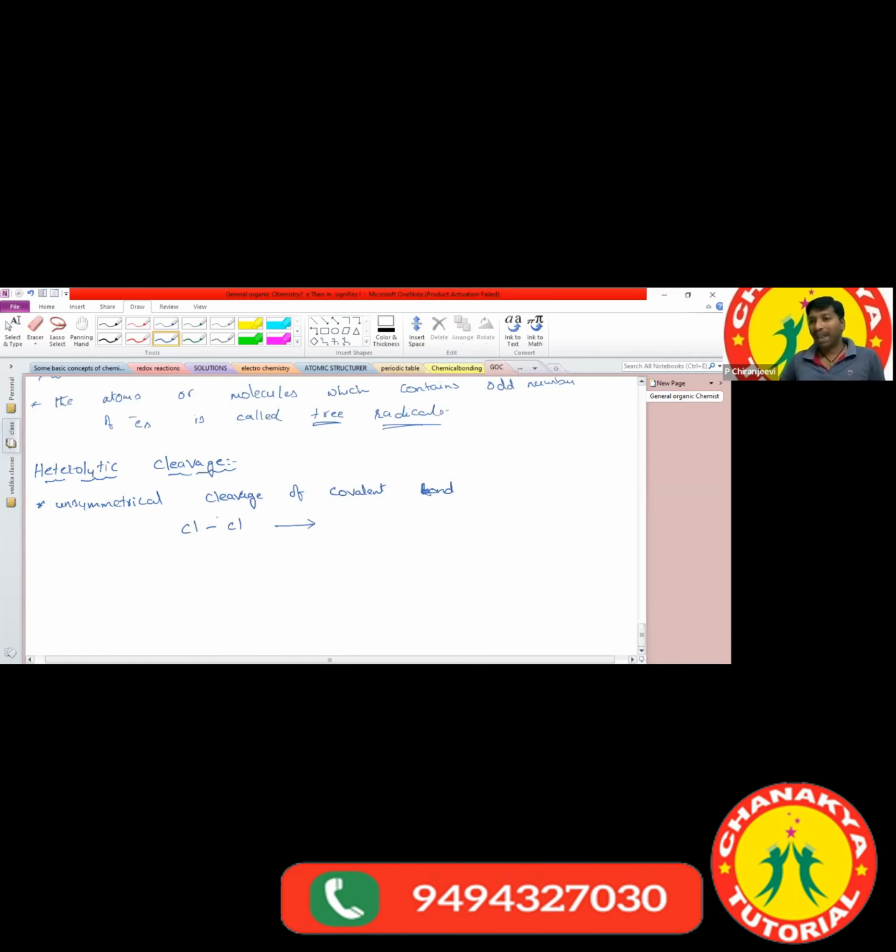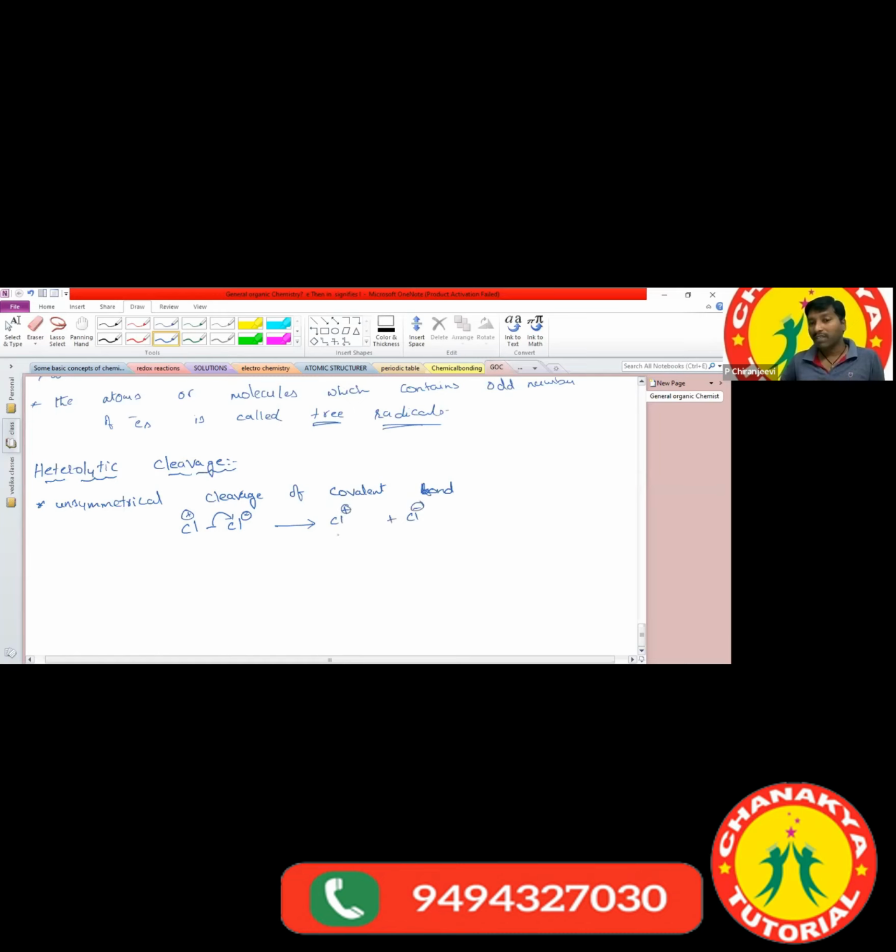Unsymmetrical cleavage means unequal distribution of electrons. That means the two electrons are shifted towards one chlorine atom. That atom gets a negative charge and the other atom gets a positive charge. So by unsymmetrical cleavage, we get charged species: one is Cl plus, another one is Cl minus.